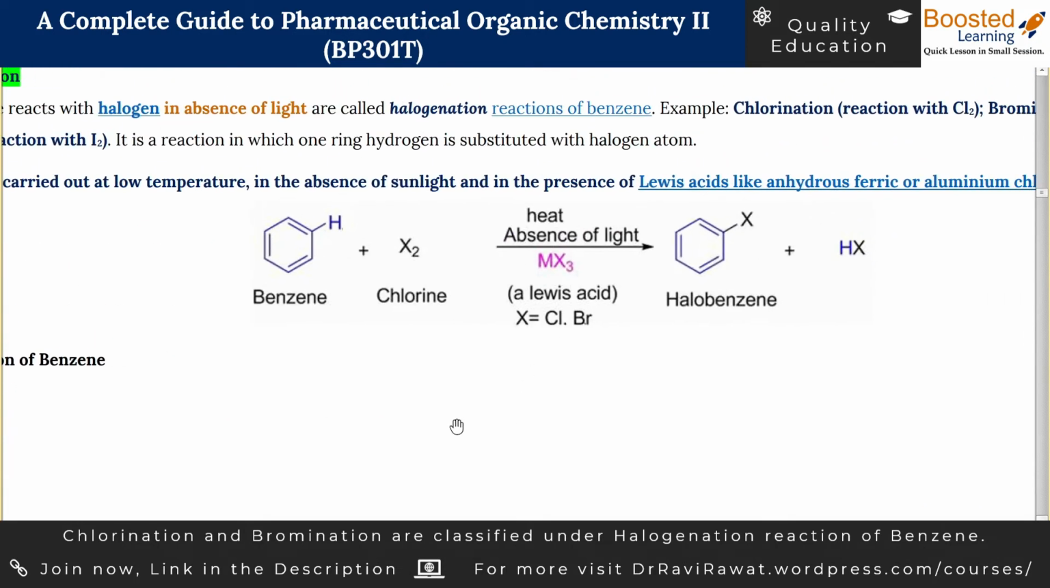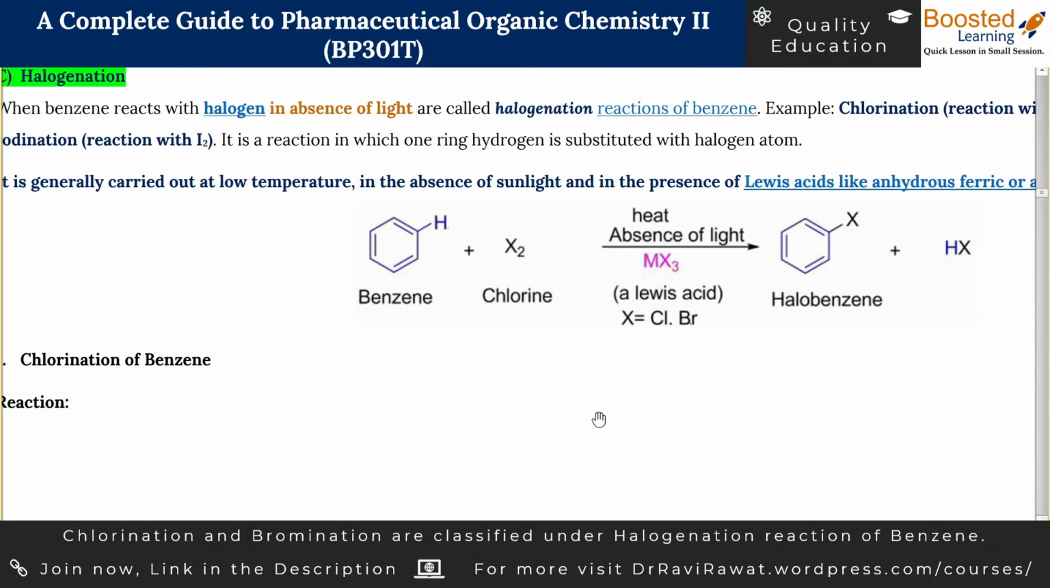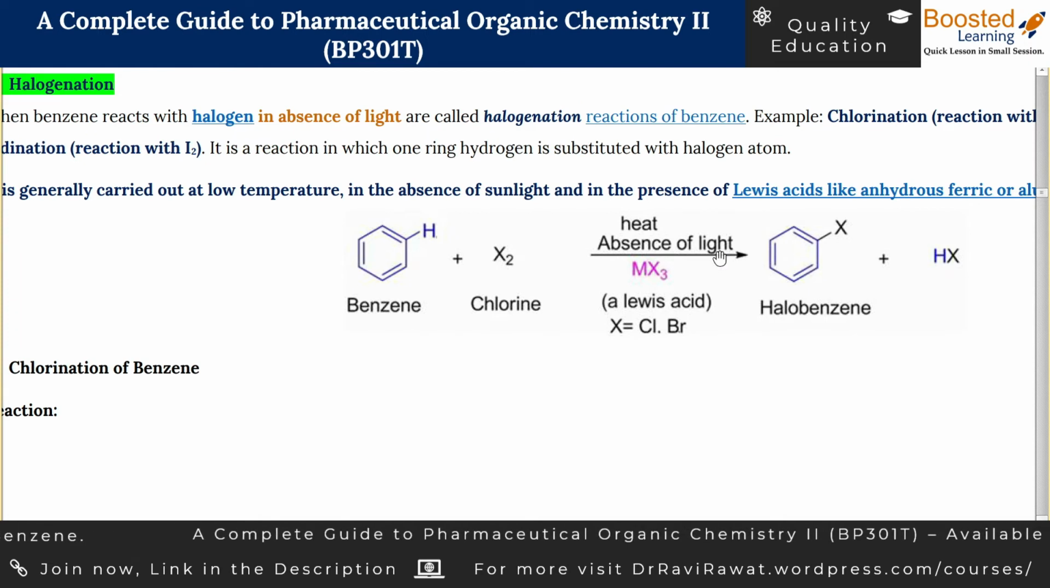Let us now go back to the halogenation reaction under electrophilic substitution. I was stating that the mention of absence of light is very important, because if this reaction is carried out in the presence of light, it would become an addition reaction. Only in the absence of light will this be called the substitution reaction. Only then would the hydrogen atom be replaced and the halogen atom be introduced.